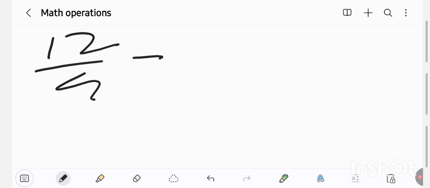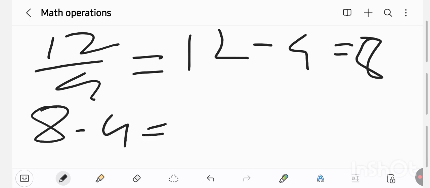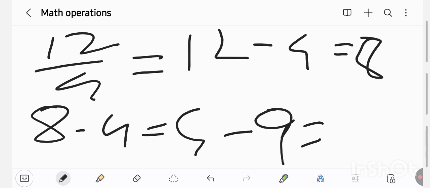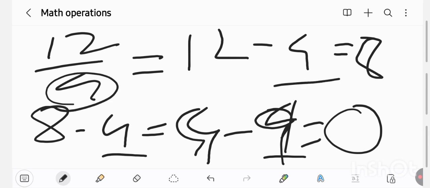Wait a little bit. Let me give you a much better explanation. It's 12 divided by 4. Now you have 12 minus 4 equals 8. Now 8 minus 4 equals 4, and 4 minus 4 equals 0. Now look, 1, 2, 3. So for 3 it is a 12.